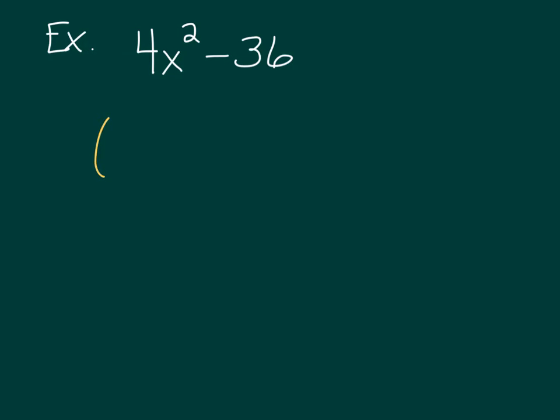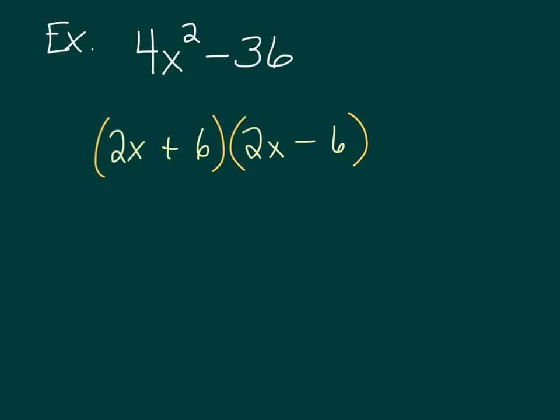So right away, I can go with my two sets of parentheses. I'm looking at what is the square root of 4x squared? Well, what is the square root of 4? The square root of 4 is a 2. As we've done on the previous two problems, the square root of x squared would be an x. So instead of this being just an x in the first place, it's a 2x. The square root of 36 is simply 6. And again, one gets a plus, one gets a minus.